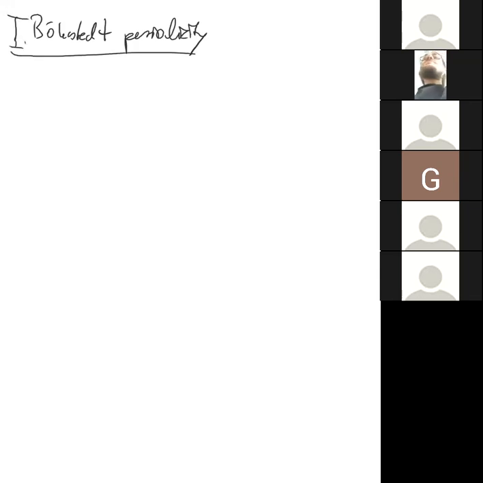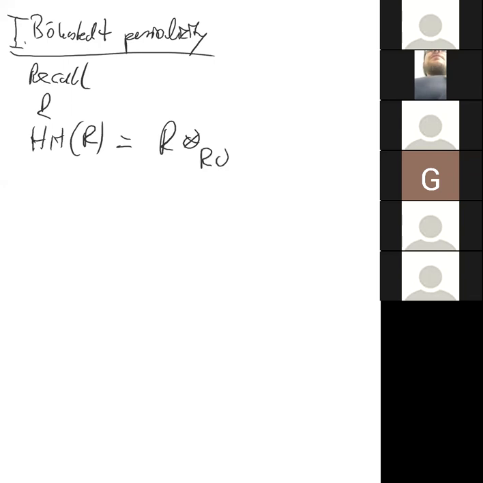Right. So let's get right into it. So what do I mean by Bökstedt periodicity? Let's recall that for a ring R, we have Hochschild homology, which is defined by taking the derived tensor product of R with itself over Z. So if R is free over Z or something, this is the usual tensor product. Otherwise, you have to derive this.